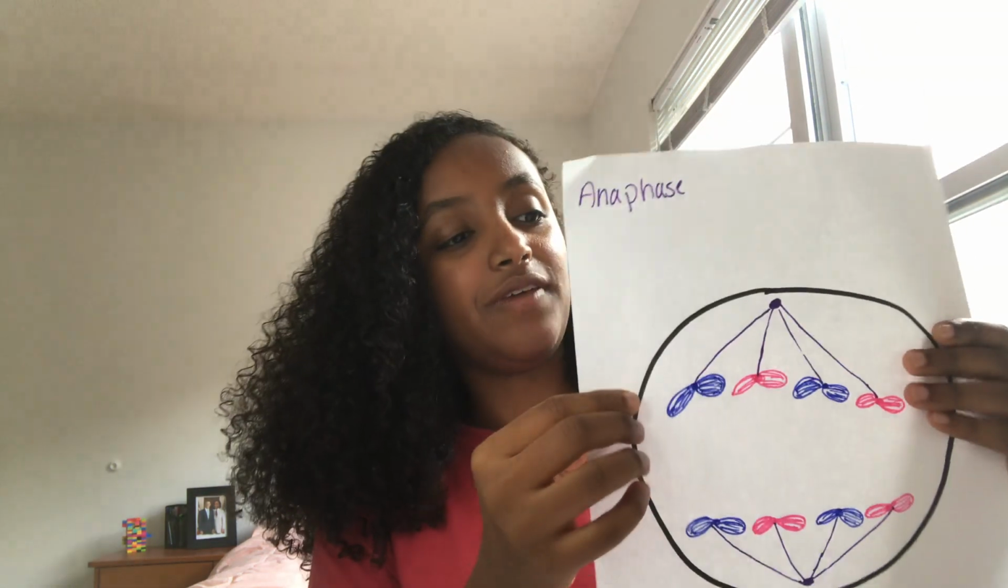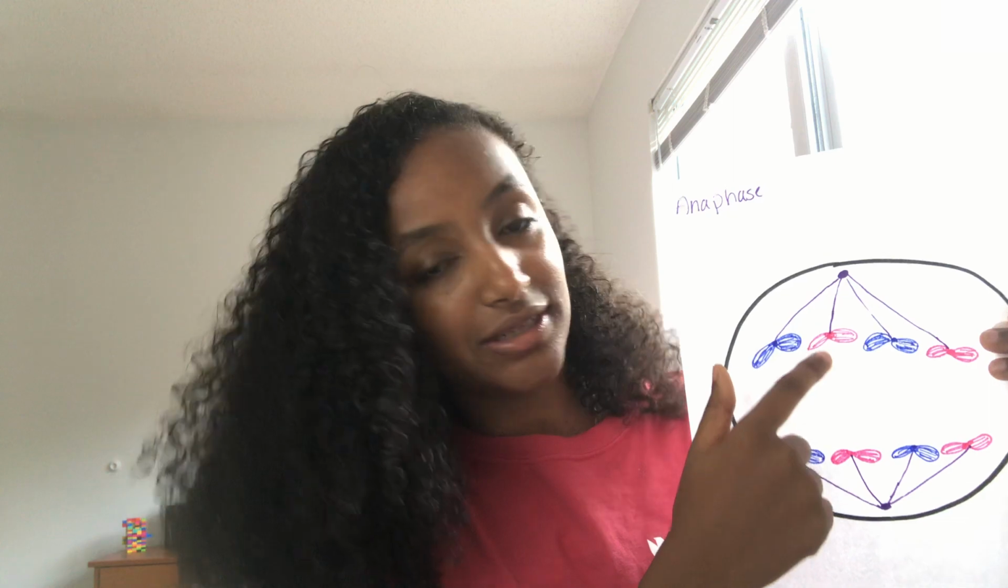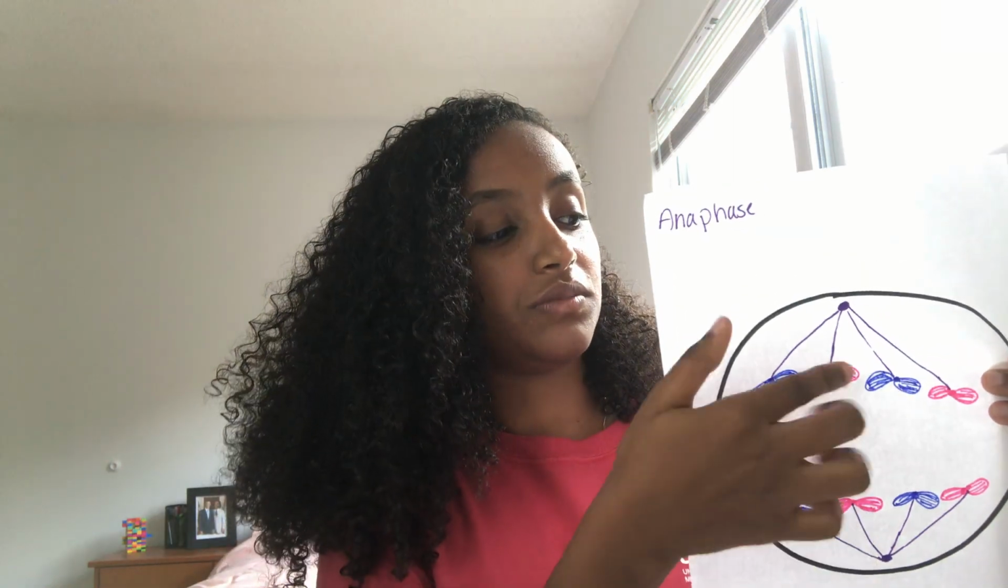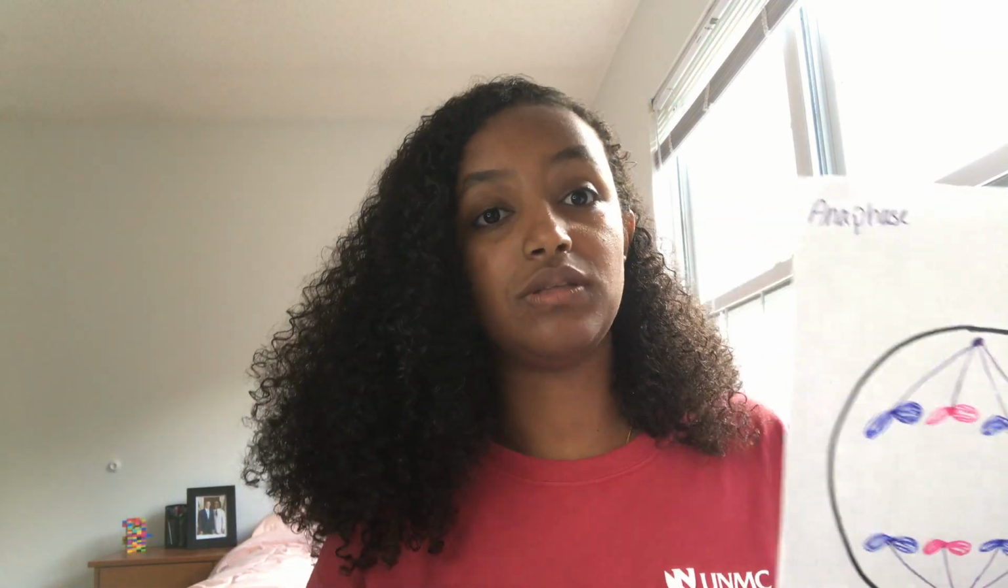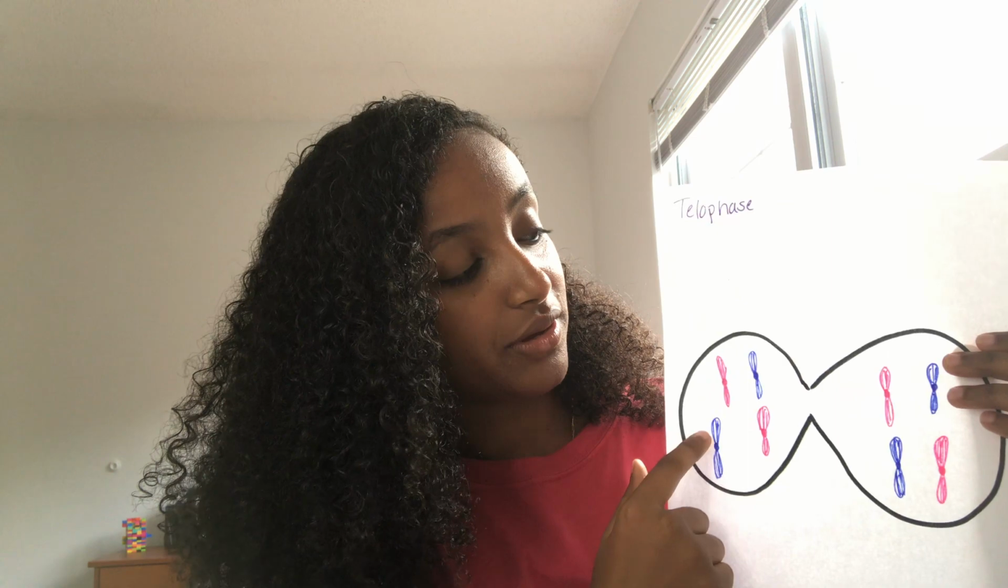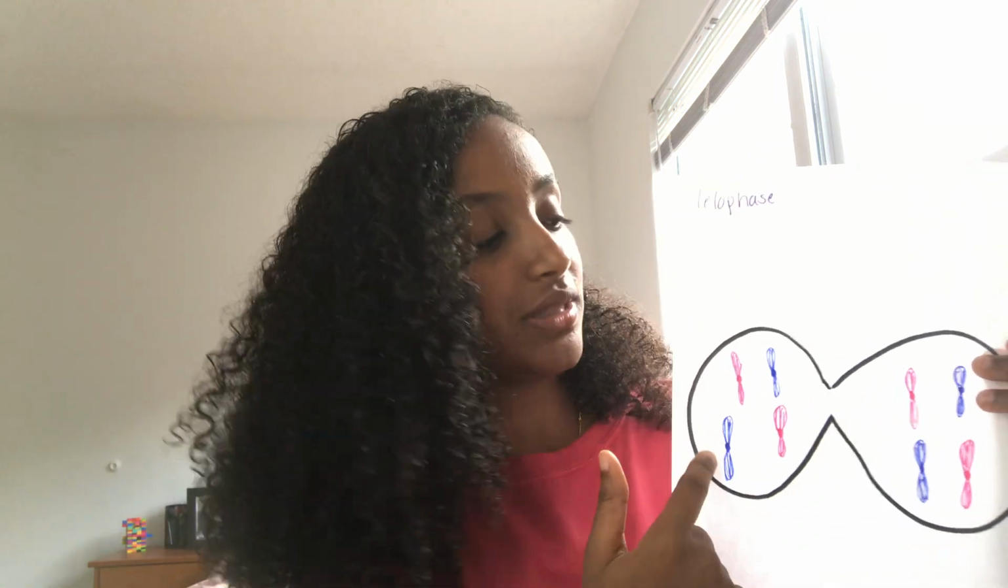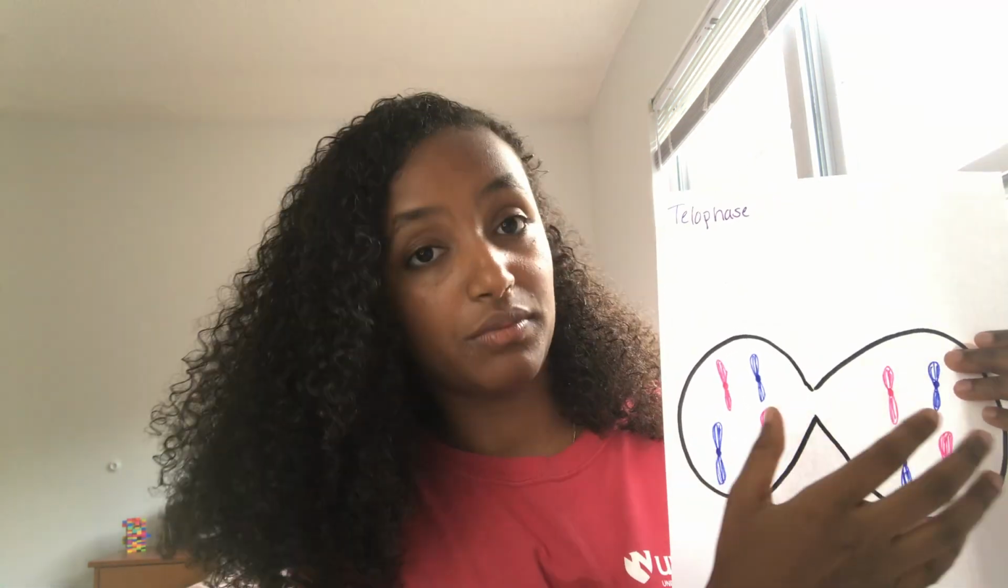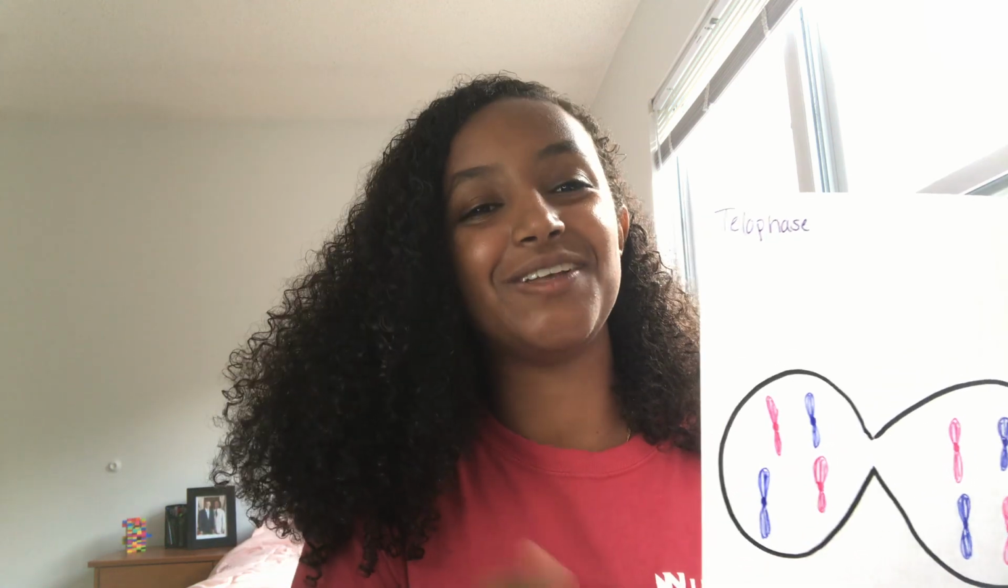And then metaphase is followed by anaphase, and that is when the microtubules move the chromosomes to their respective sides. And then that is followed by telophase, and then cytokinesis, where you would result in two identical sister cells.